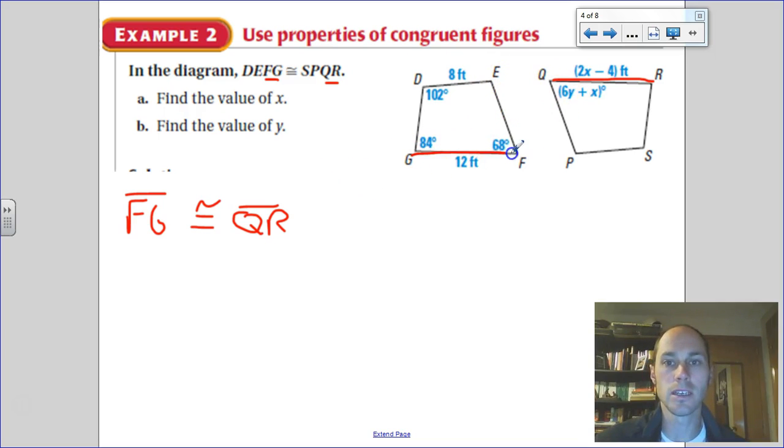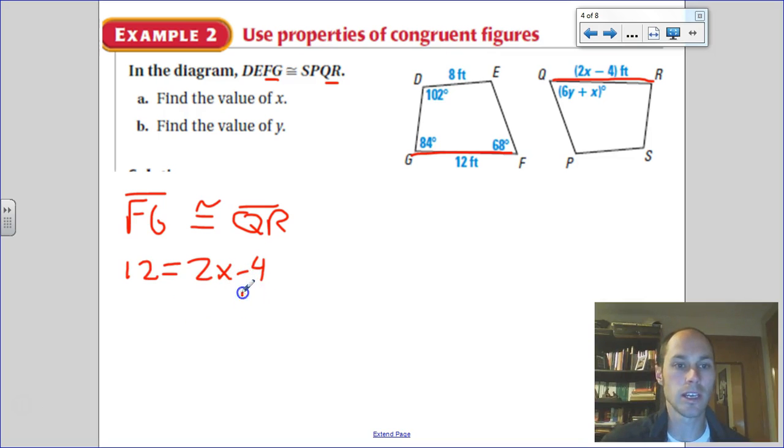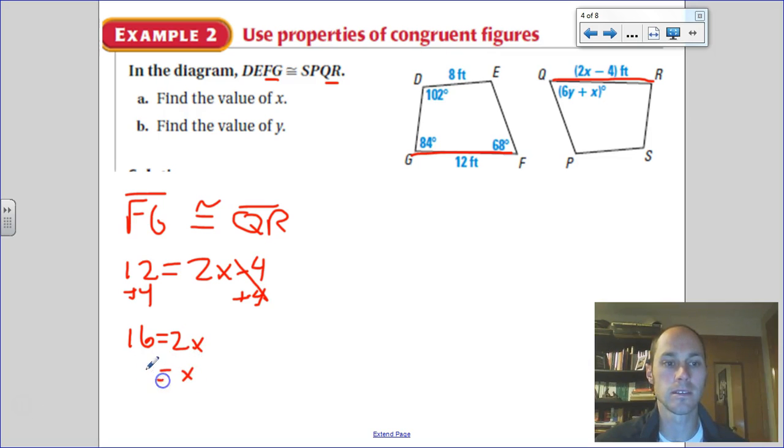So FG is 12, so 12 equals 2x minus 4. Those two are equal, so I can solve the equation, add 4 to both sides. So I got 16 equal to 2x. Therefore, x is 8. Okay, so I found the value of x.